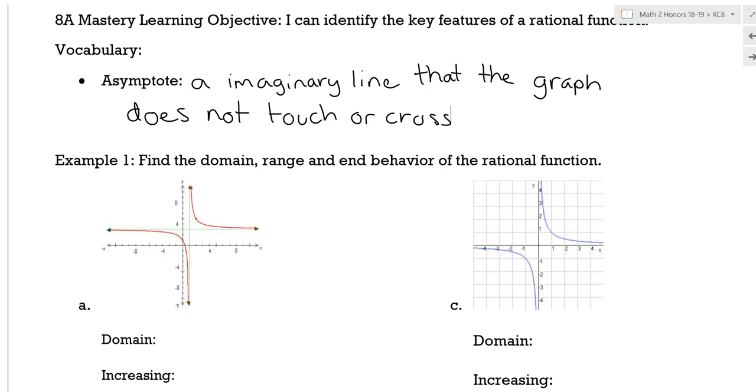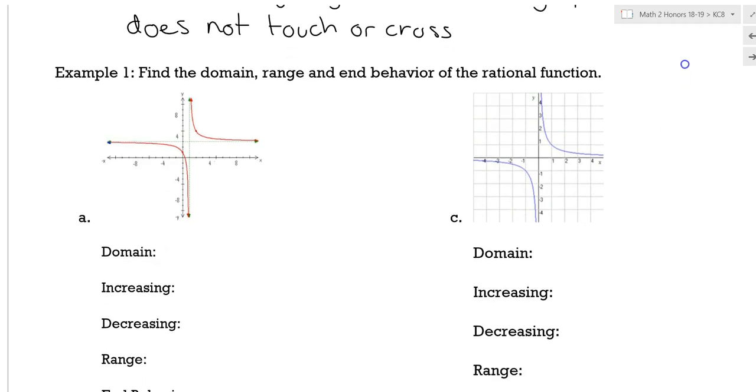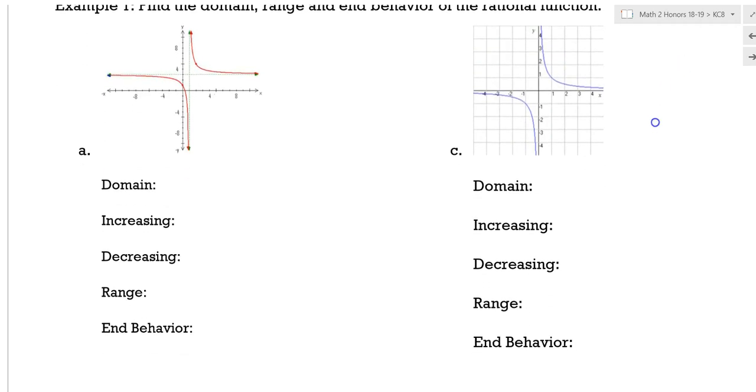Alright, so we're really focusing on domain, range, increasing, decreasing, and end behavior. Again, these are things we've looked at before. The same rules really apply for the most part, right? For domain, it's all your x values. There's just a few little new things. So we're doing it all together because, again, we've seen most of these things before. Okay? The new thing with all of these is now we have these things called asymptotes.